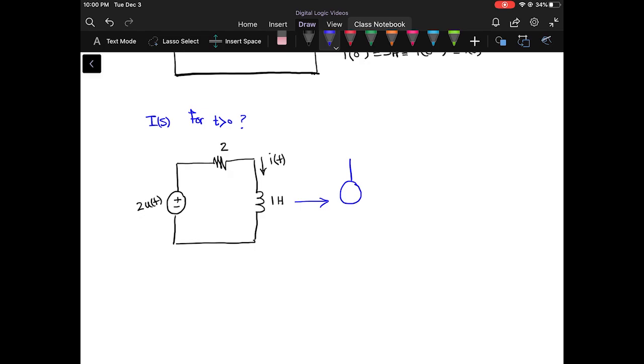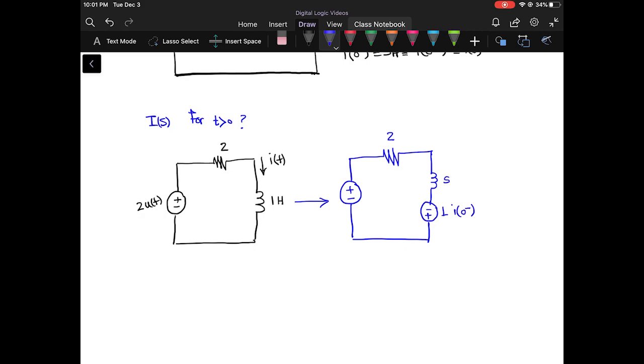So I will have my voltage source, I will have my resistance that will not change in the S domain. But for the inductor, be careful that the inductor in the Laplace domain should go with its initial condition. So if I want to draw the inductor over here, it will be my inductor in series with the voltage source that is representing the initial condition of the inductor, which is L times I of the instant before zero.